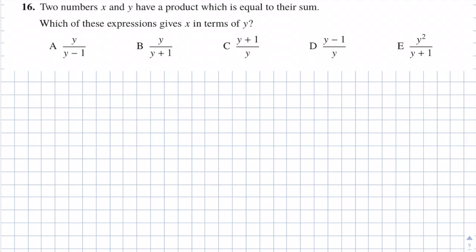So the product of x and y is going to be x times y, and that is equal to the sum of x and y, which is x plus y. So now what we need to do is basically rearrange this equation so we've got x as our subject, and then our equation is in terms of y. So how can we do that?